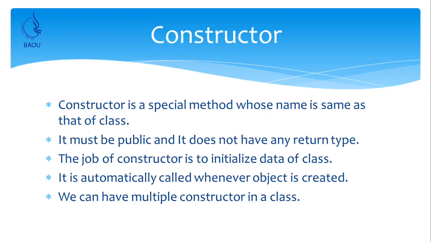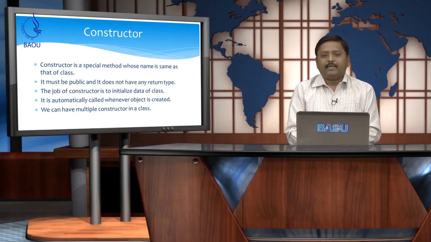So, you write down new and the class name, and at that time it is automatically called whenever the object is created, and the job of the constructor is to initialize data of the class. And remember, we can have multiple constructors in a class. For example, if my class has 3 instance variables, I can initialize all 3 in a single constructor, or I can initialize 1, 2 or 3 depending on my requirement. So, we can have multiple constructors also.